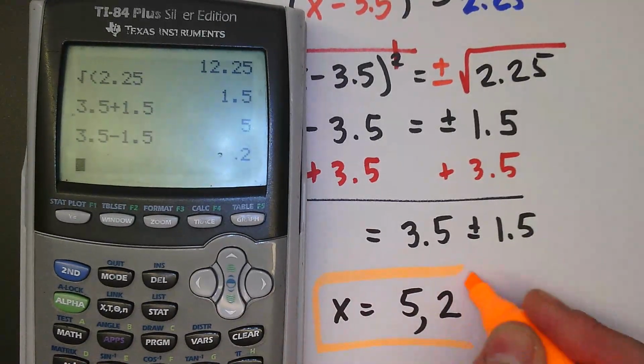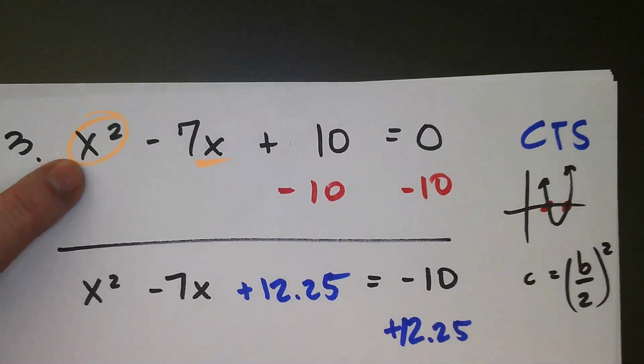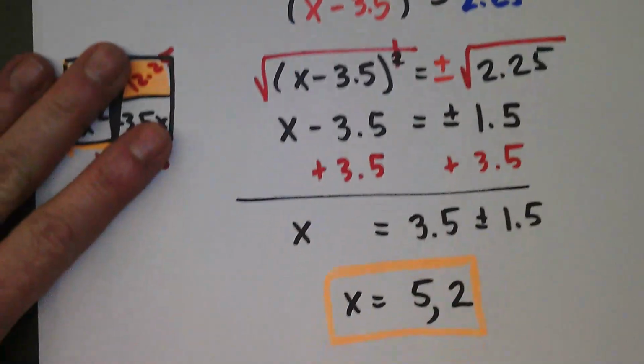They are my x-intercepts. If I was to graph this parabola at the beginning, if I made this y equals x squared minus 7x plus 10, my x-intercepts would be 5 and 2.